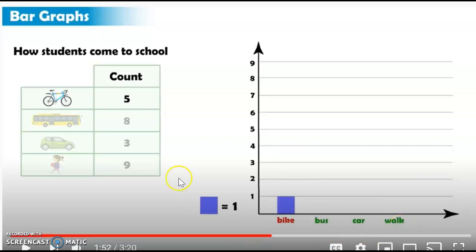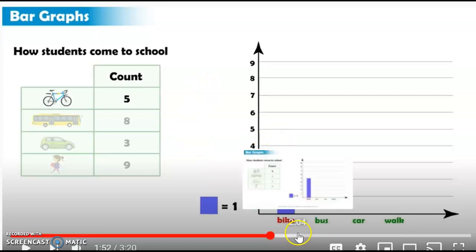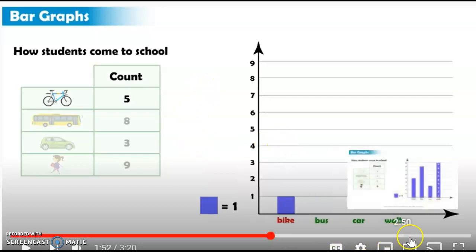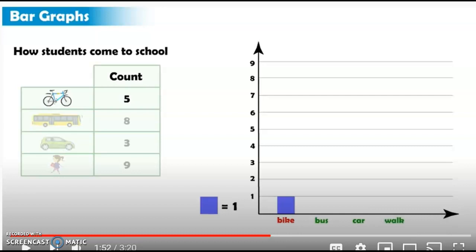Okay. And what you should have on the side here is a little explanation that says number of students, because these are the numbers of the students. So you're going to have likes 5, 1, 2, 3, 4, 5. So it's the number of students. And down here would be how students come to school. Okay, so that's called labelling. You've got to label your axes. Right, let's carry on.